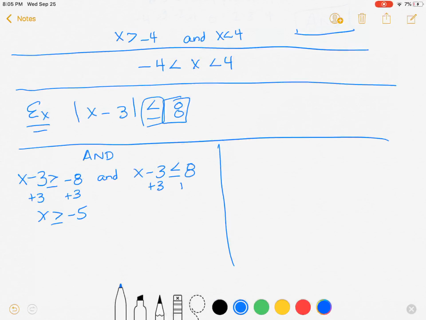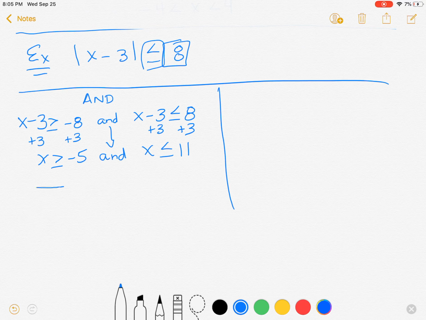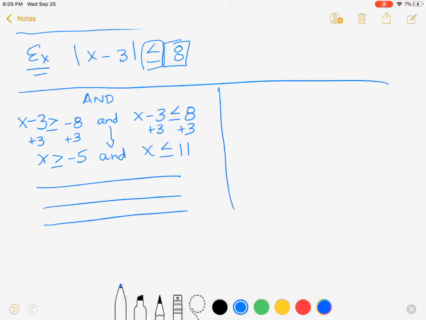Add 3 to both sides, and I get x less than or equal to 11 with the word and in the middle. All right, so when I go to do the 3-line graph, I'm going to have x greater than or equal to negative 5, x less than or equal to 11, and the word and is my answer.